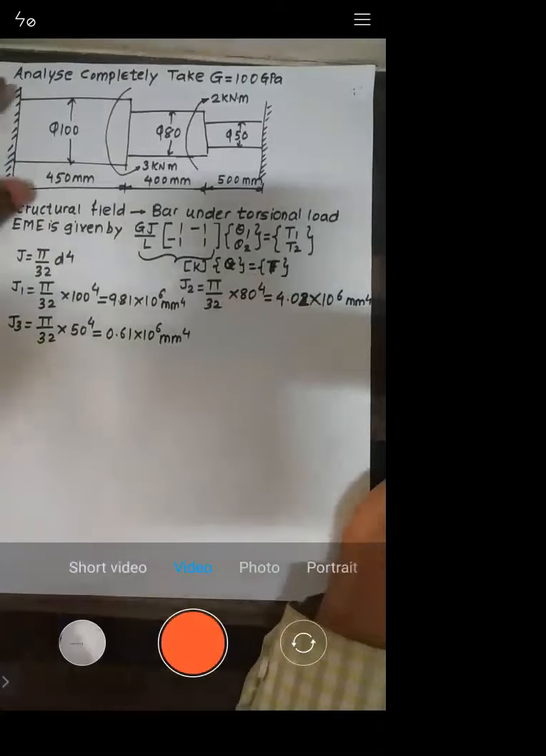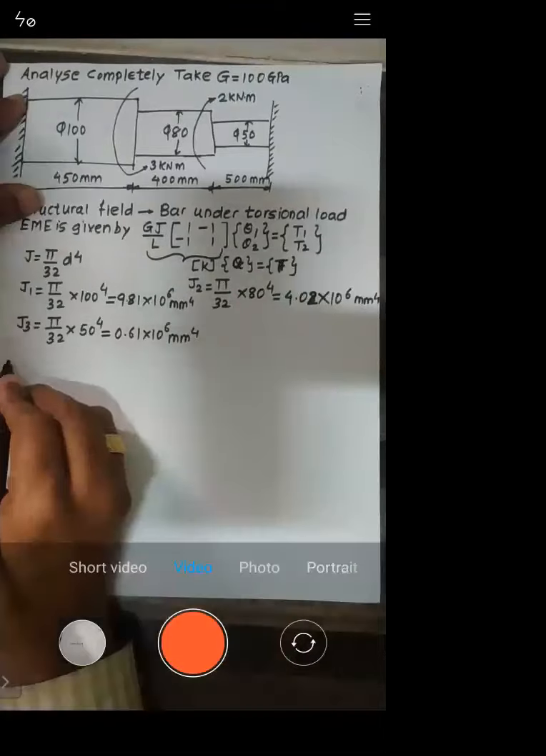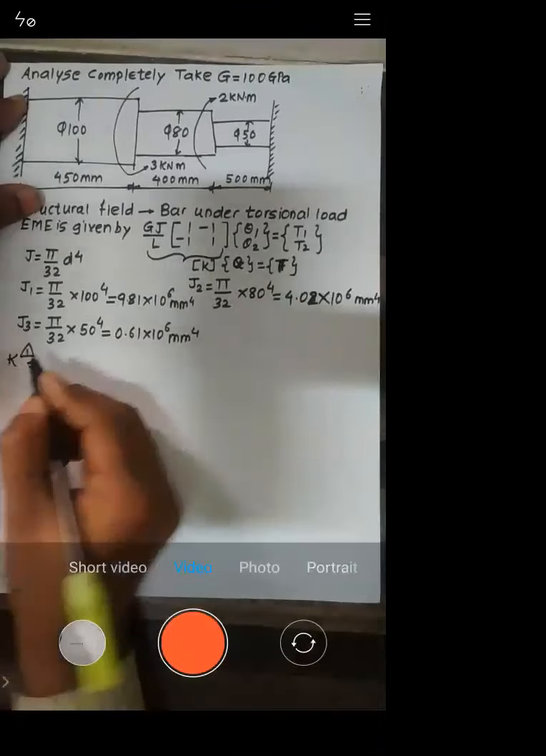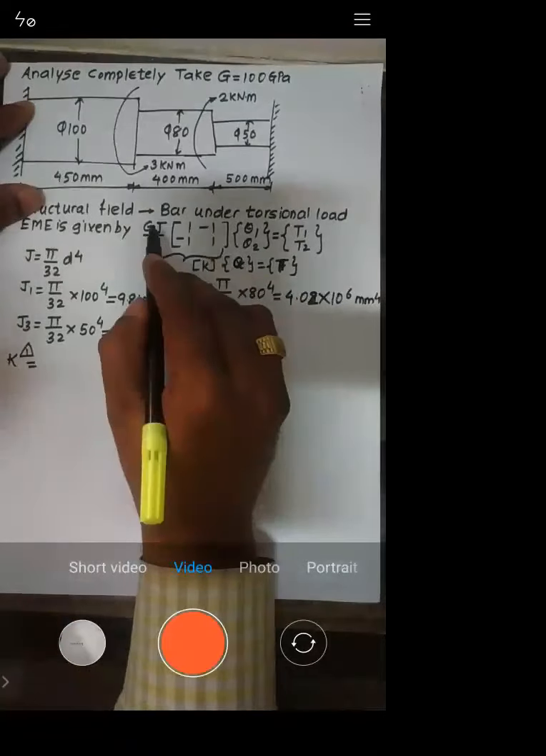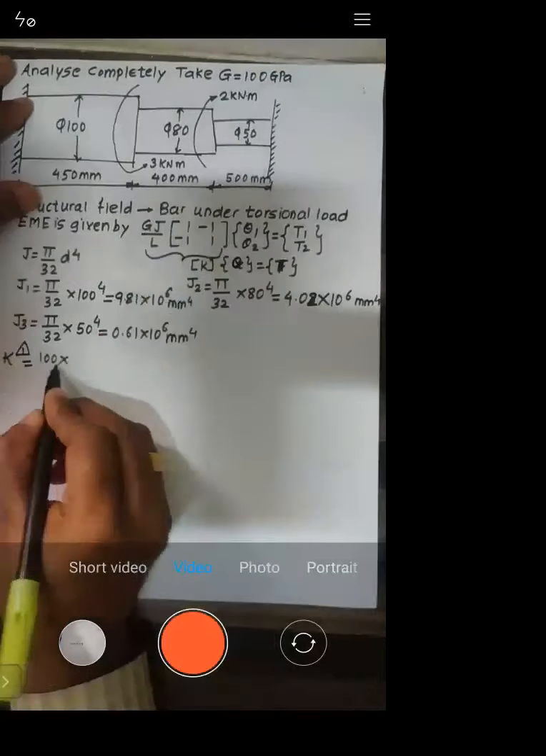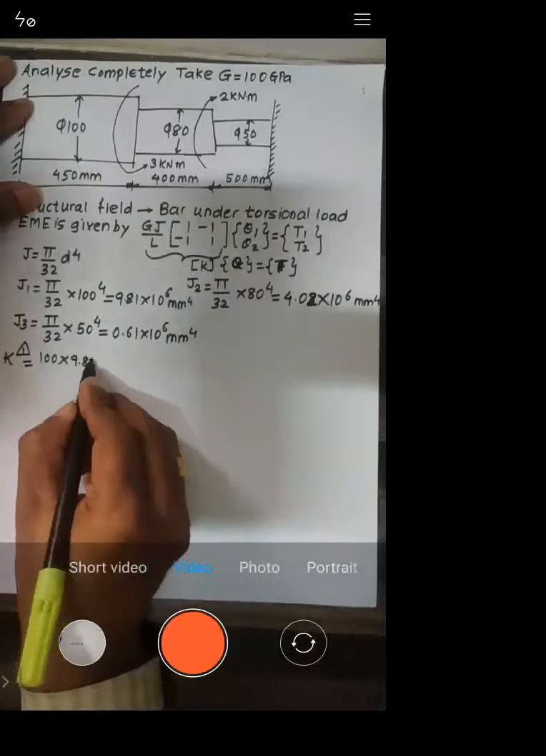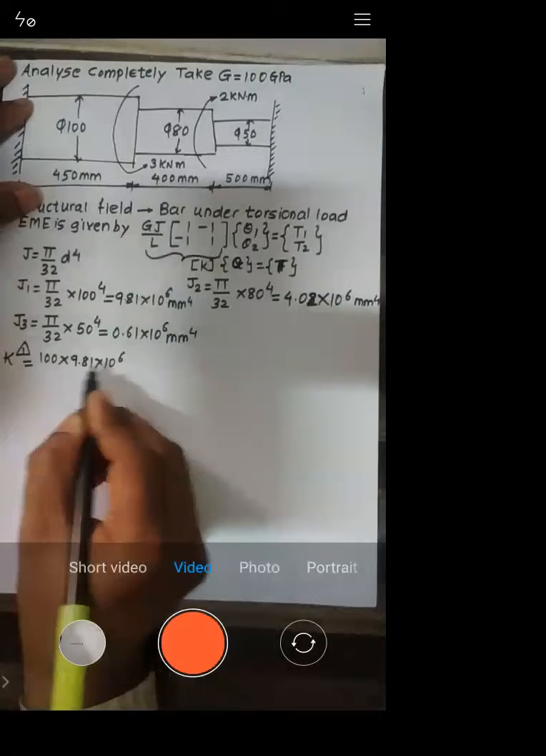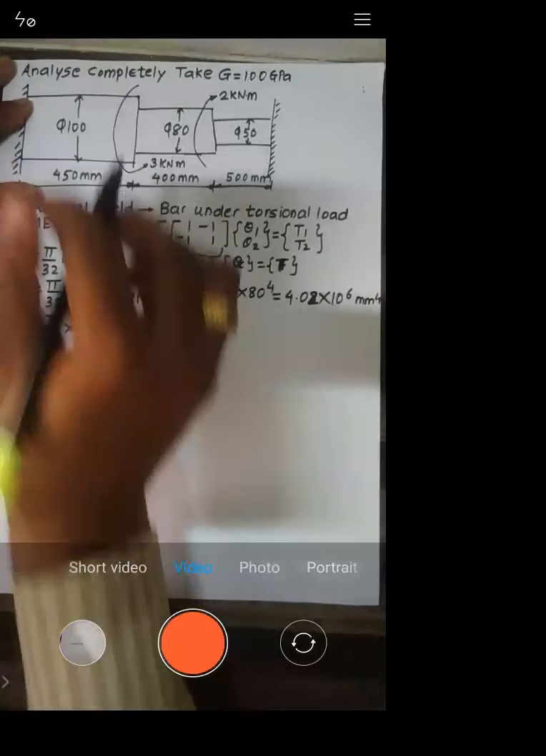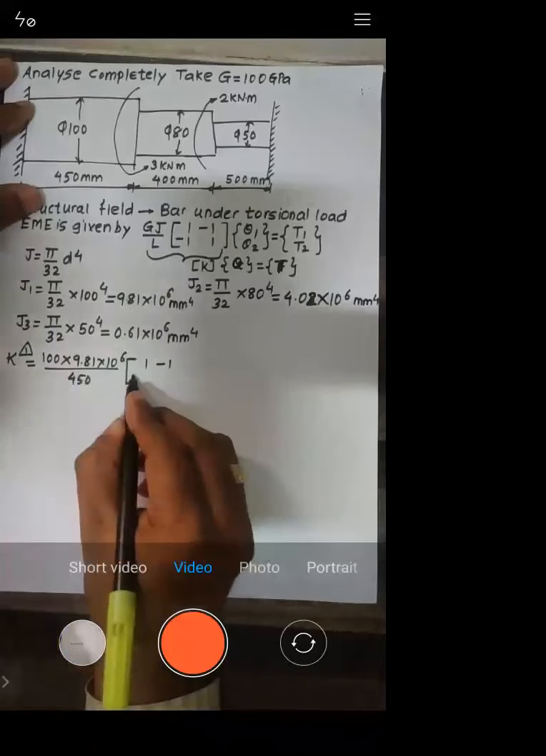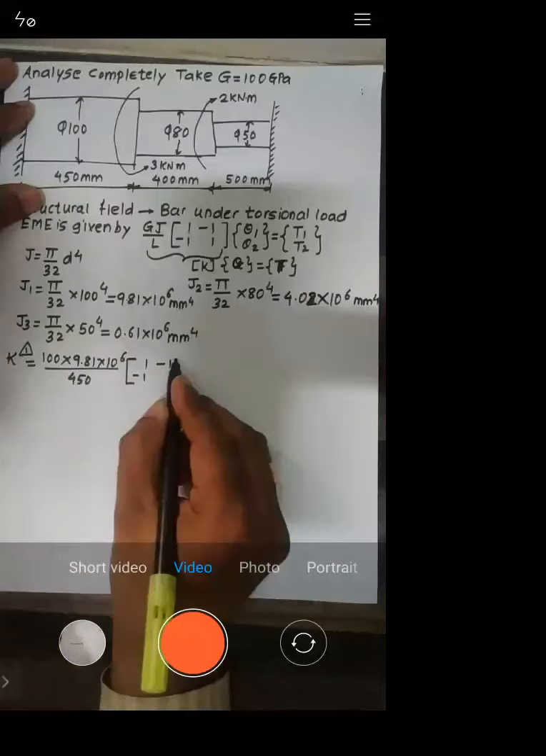Now we need to write down the stiffness matrix for element number 1. G is the same for the entire problem, that is 100, into J of the first element, that is 9.81 into 10 raised to power 6, by the length of the first element, that is 450, into the matrix 1 minus 1, minus 1 1.